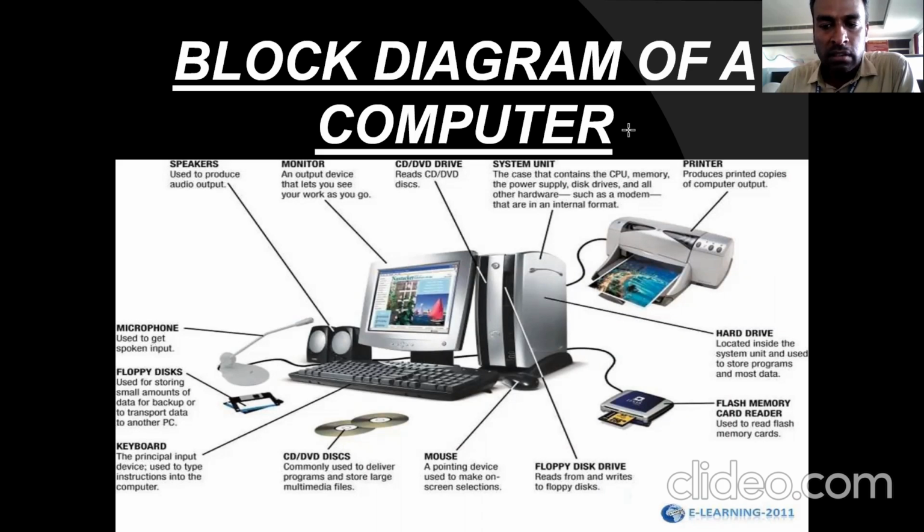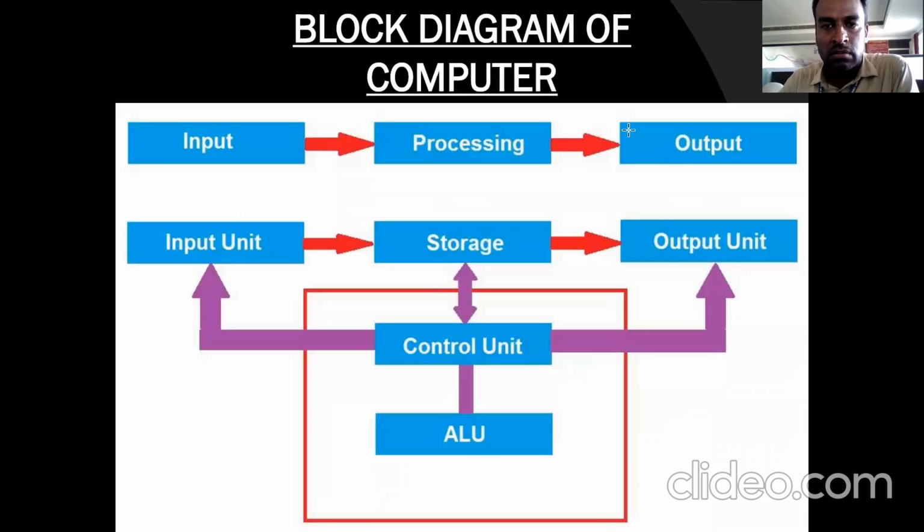In this, we have to go through the process and the units that you have in your computer. That is the block diagram of a computer. We all know a computer has a monitor, CPU, keyboard, and mouse. So what is the process that they are doing?